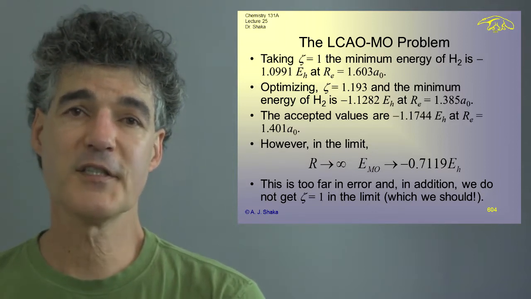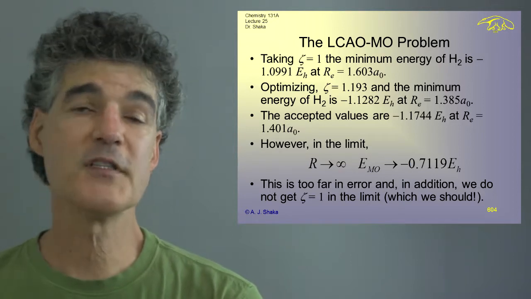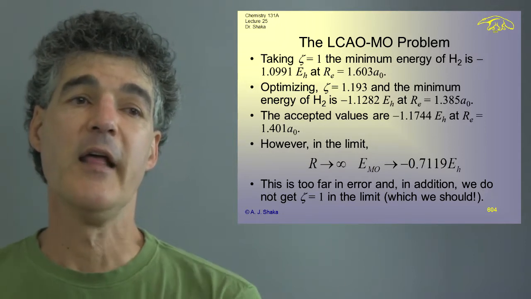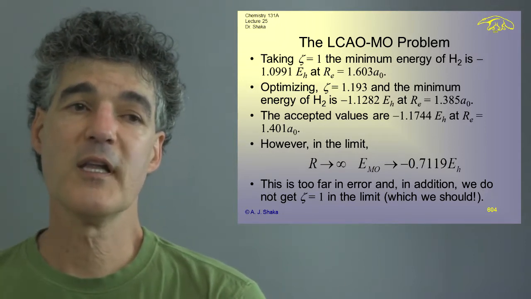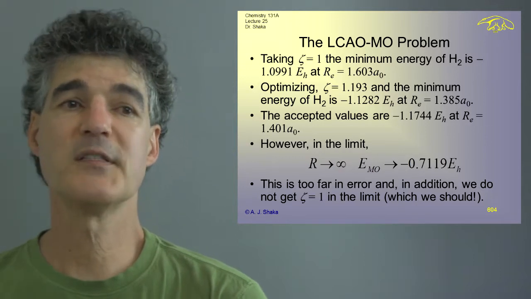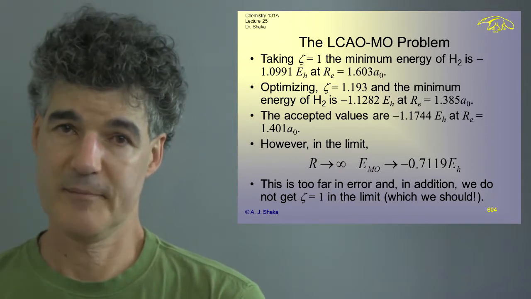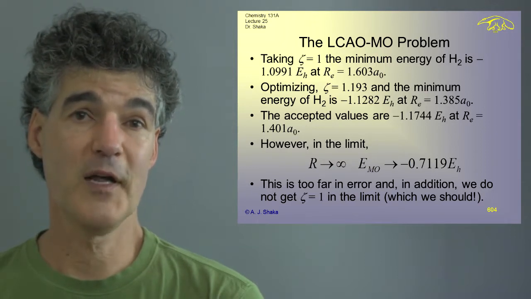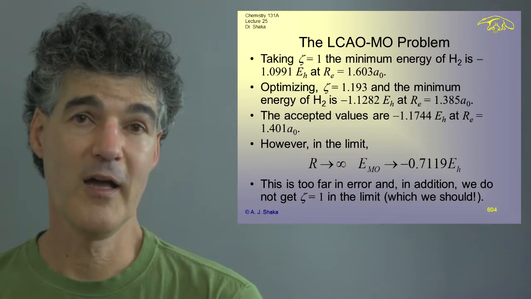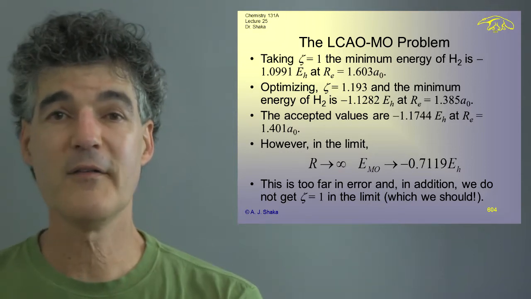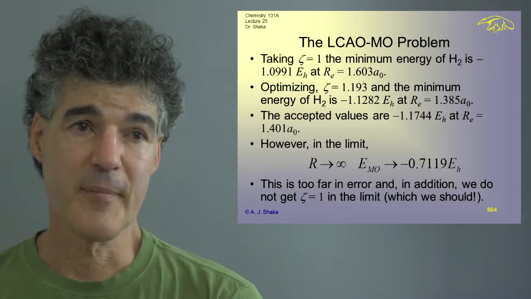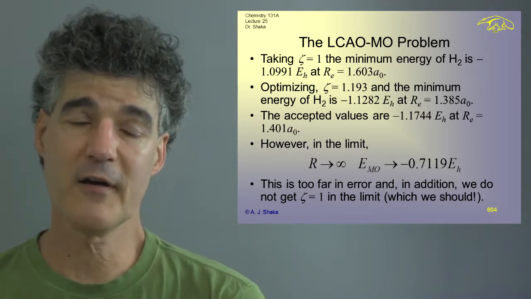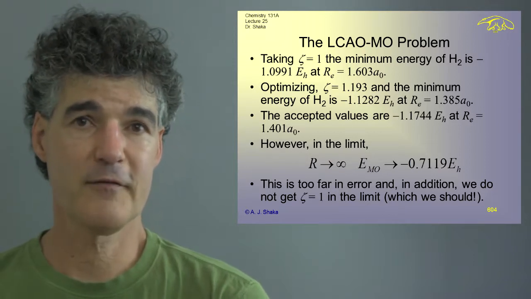However, if we take our same equations and we just let big R go to infinity, boom, out like that, then the energy goes to a limiting value of minus 0.7119. That's what we get. And that's way off minus 1. Something is wrong. We're predicting an elevated energy in the limit, and we have to take a look at that, because that's way too far in error to just brush off as something.